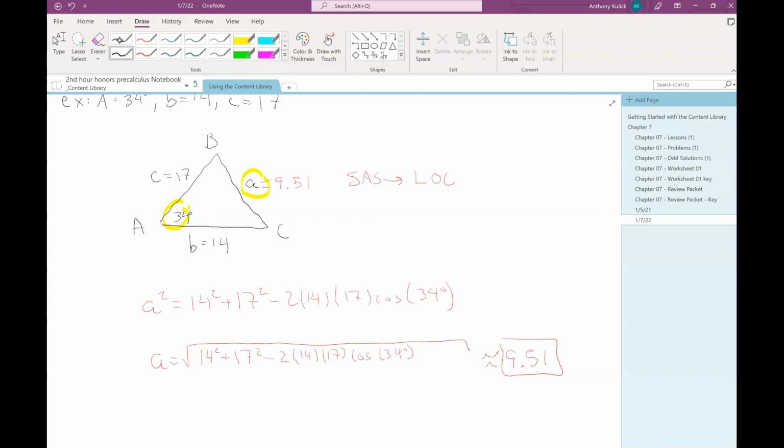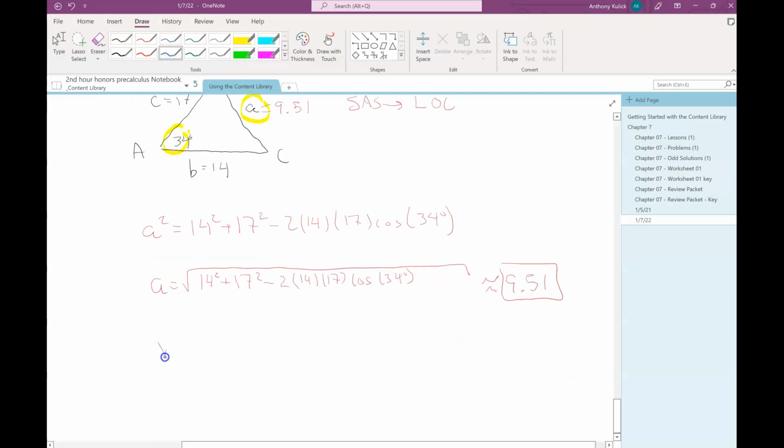So what we want to avoid here is stumbling into an ambiguous case situation, which you could get because using the law of sines at this point is a side-side-angle situation. To avoid the ambiguous case, I would find the smaller angle next. So between angle B and angle C, which one has to be smaller? B, because the side opposite B is smaller than the side opposite C. So let's find angle B next.